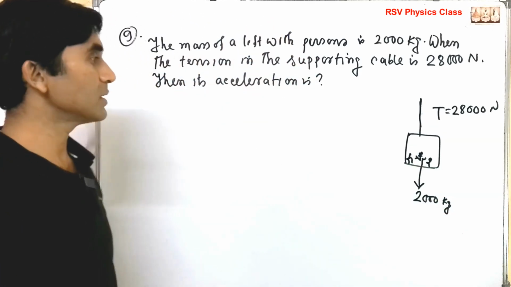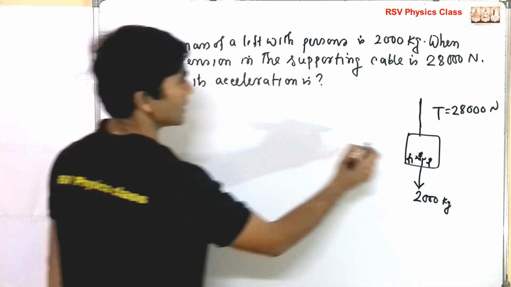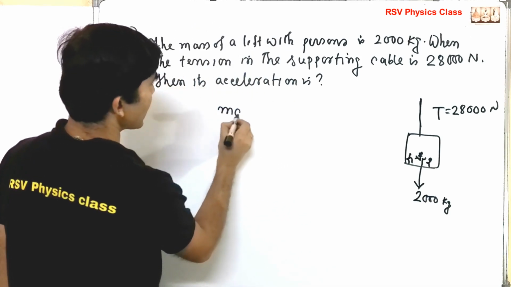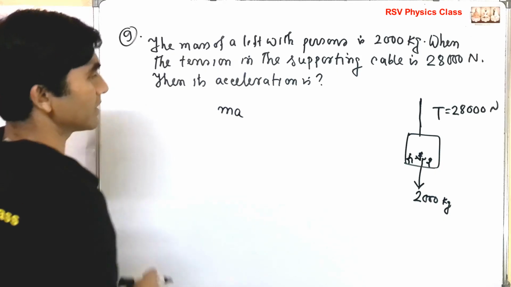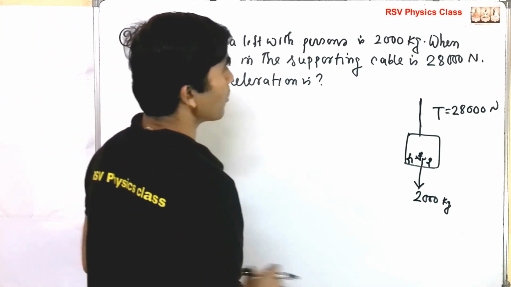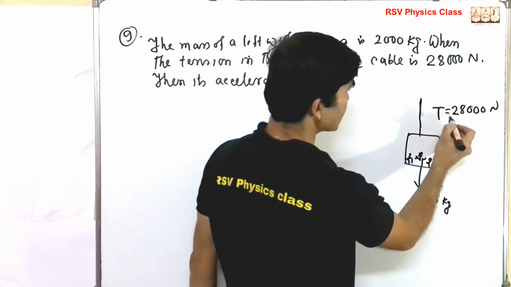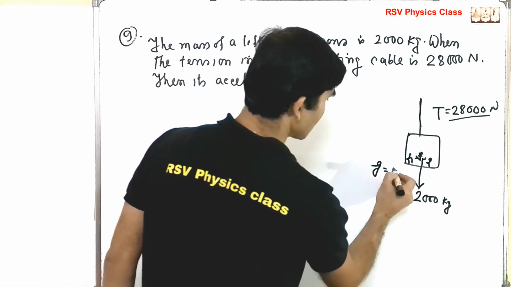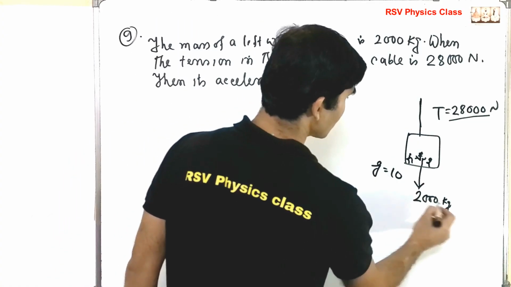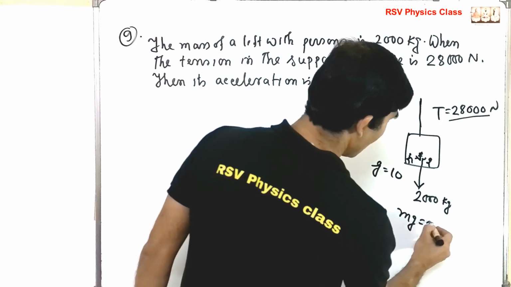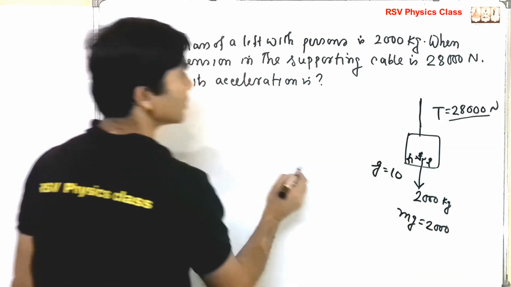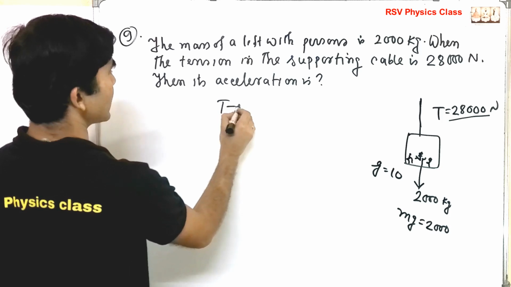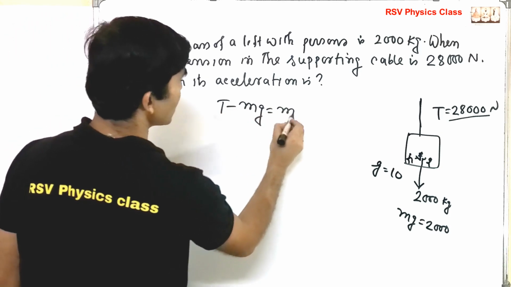So in the lift equation, basically this is the total mass m, with ma and mg, and the acceleration is upward or downward. See, the tension is 28,000, and if you consider g equal to 10, then mg equals 2000 into 10, so mg equals 20,000. The mass weight is less, the tension is more, meaning T minus mg equals ma.